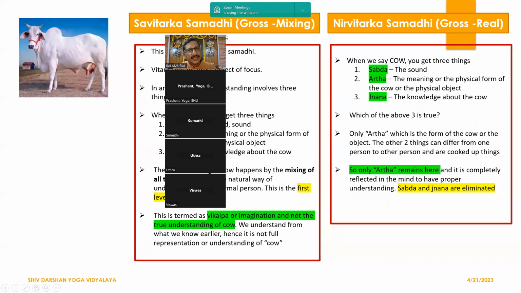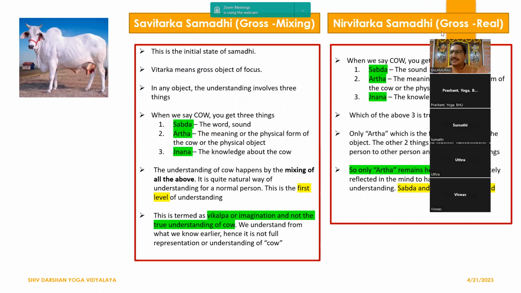In Savitarka Samadhi, there is mixing. Something will be mixed. Here, my memory is totally erased. I will get exactly what it is. If my memory is not erased, I will understand different things, right? In my own way. It should not be my way. The understanding should not be my way or your way. It should be actual, that means as per Artha.